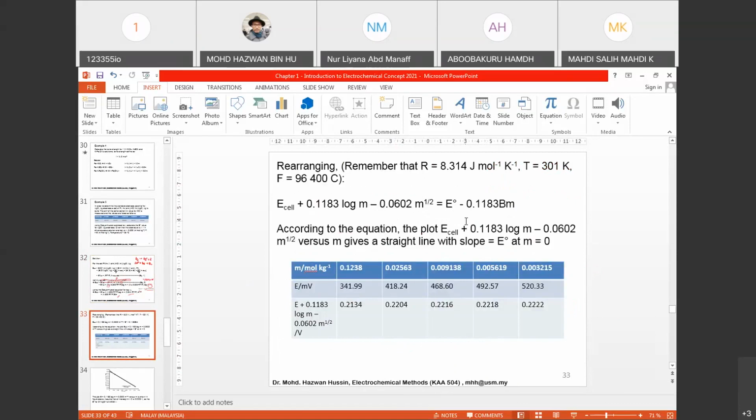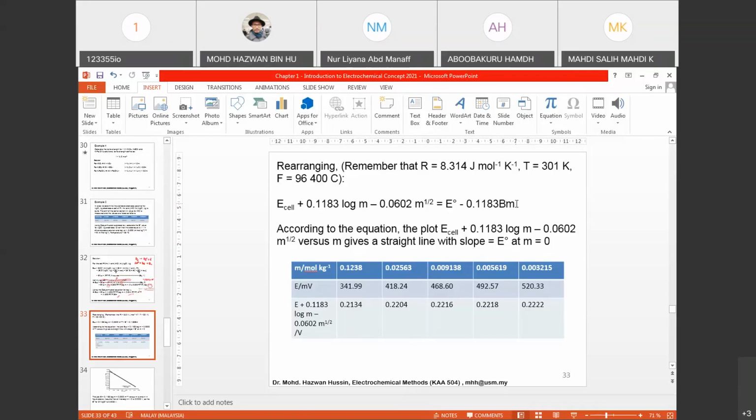Okay, if you look closely, if you assume that this will be like a linear equation, or y equals mx plus c, you can actually calculate m by assuming that that will be the concentration. So the plot of E cell plus 0.1183 log m minus 0.0602 m to the power of half versus m will give a straight line, with a slope of E naught at m equals 0, right?